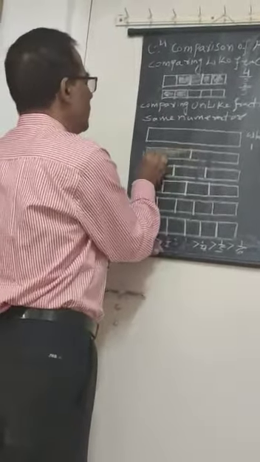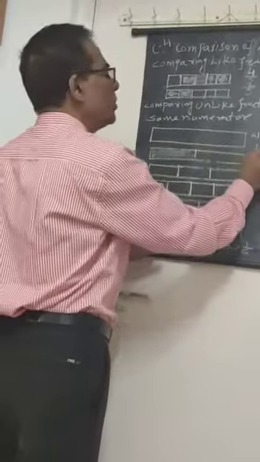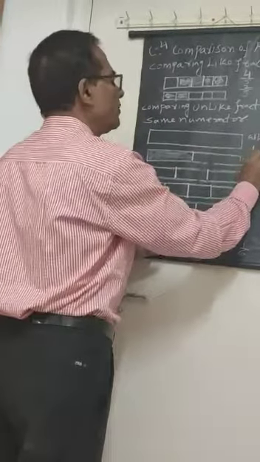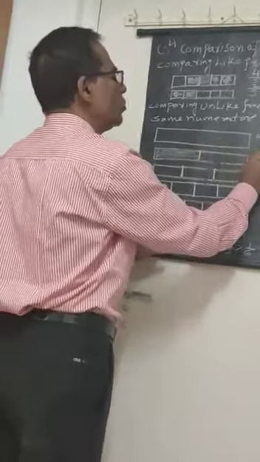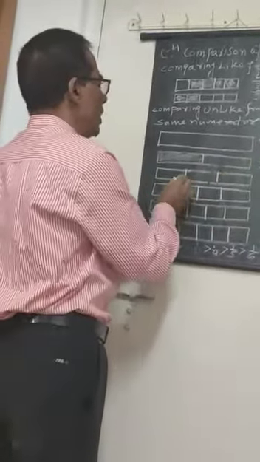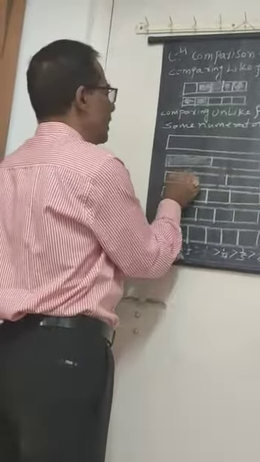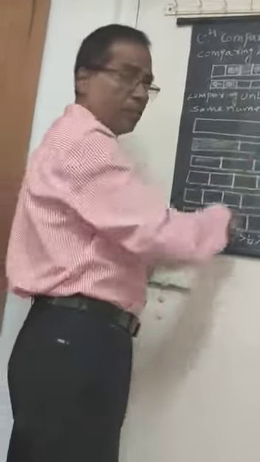Now the same bar is divided into 2 parts, and you are getting only 1 part. Then how will you write this? Divided into how many parts? 2 parts. So 1 by 2. Here again, the same bar is divided into 3 parts.